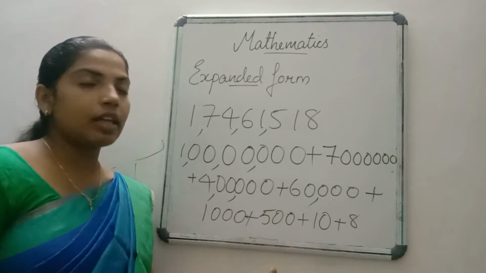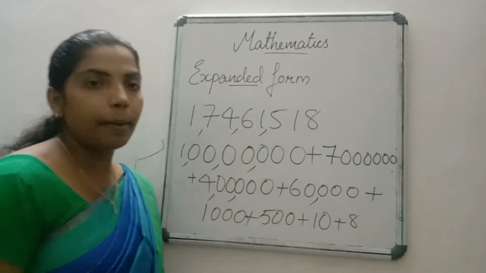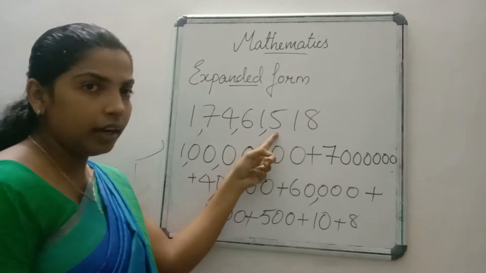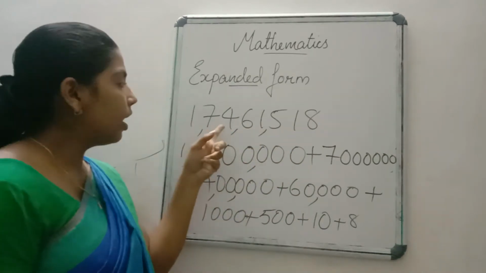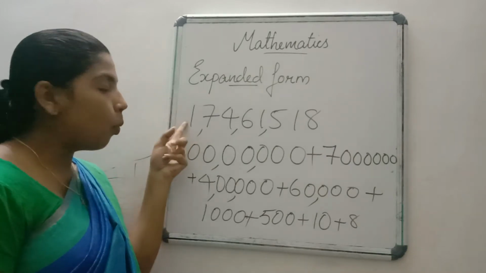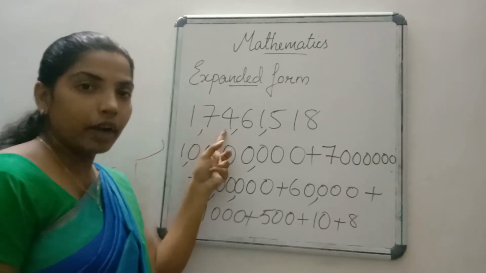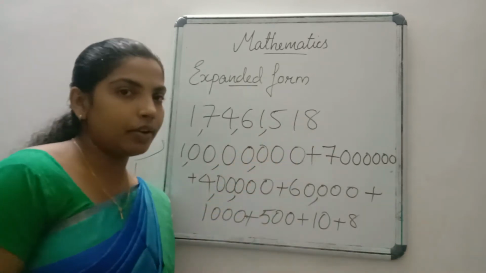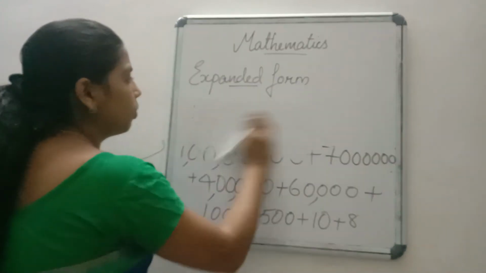So this is the expanded form of this given number. Now can you read this number? Start: ones, tens, hundred, thousand, 10,000, lakh, 10 lakh and crore. So the number can be read as 1 crore, 74 lakh, 61,580. Okay, is it clear? Let us do another question.